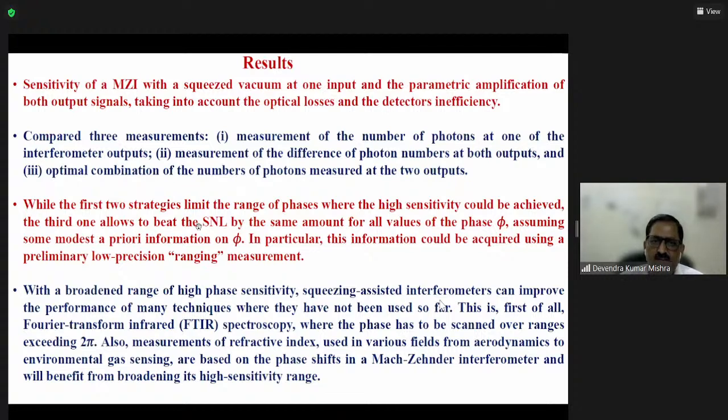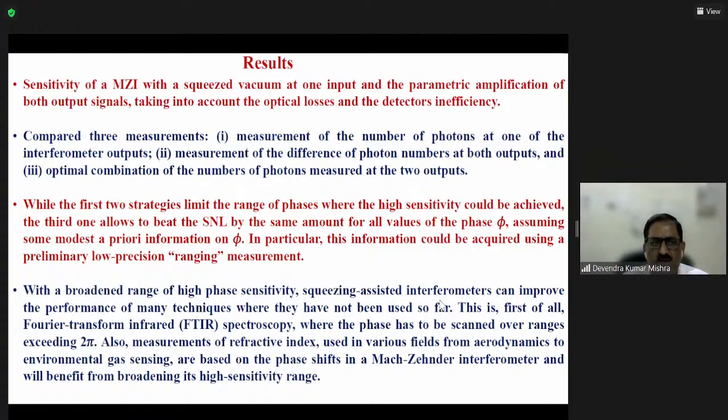While the first two strategies limit the range of phases where high sensitivity could be achieved, the third one allows us to beat the Sartmeyer's limit by the same amount for all values of phase phi, assuming some modest a priori information on phi. In particular, this information could be acquired using a preliminary low precision ranging measurement with a broadened range of high phase sensitivity. Squeezing assisted interferometers can improve the performance of many techniques where they have not been used so far.